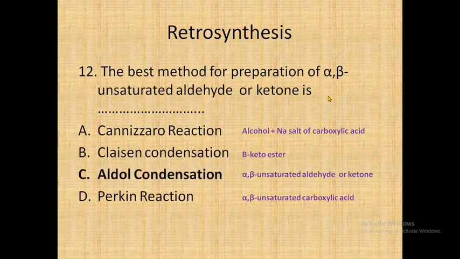So always remember that for the preparation of alpha beta unsaturated aldehydes or ketones, whether cyclic or acyclic, you can go by the aldol condensation route.